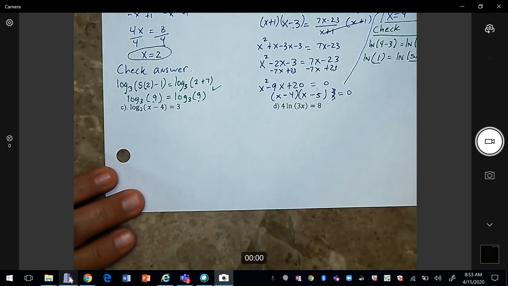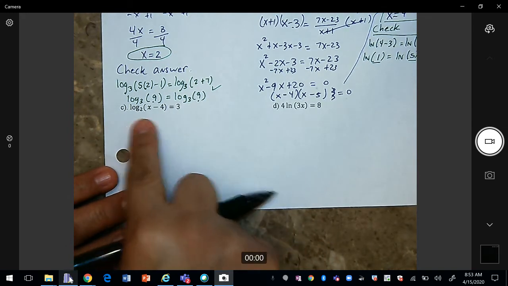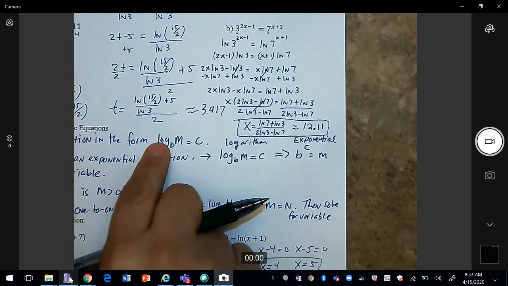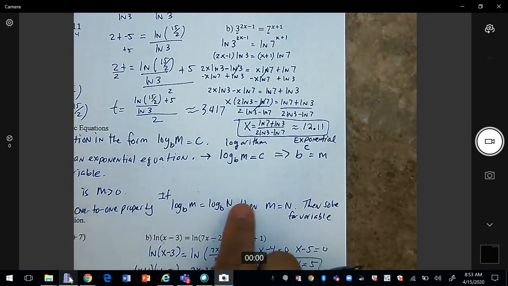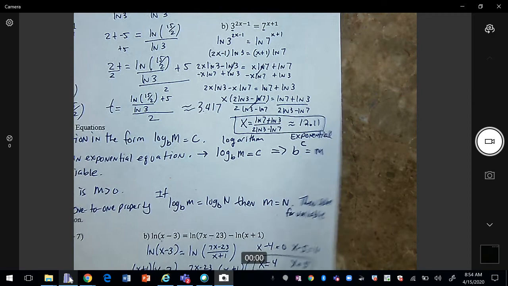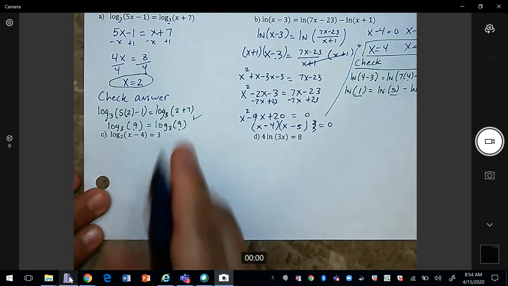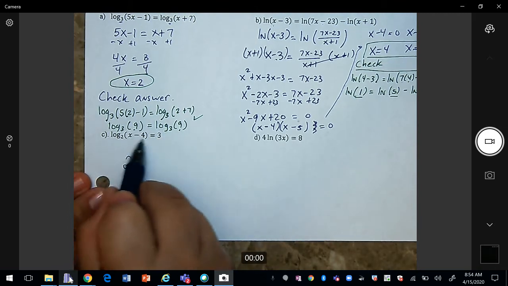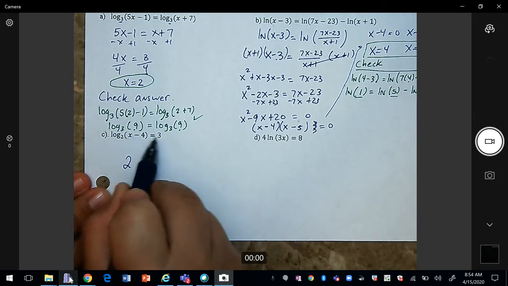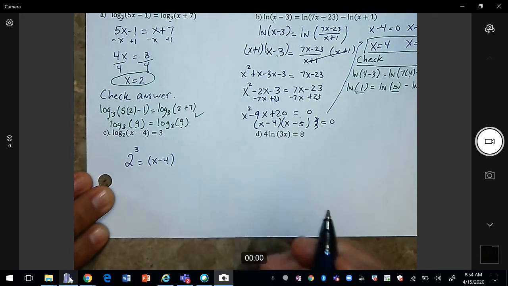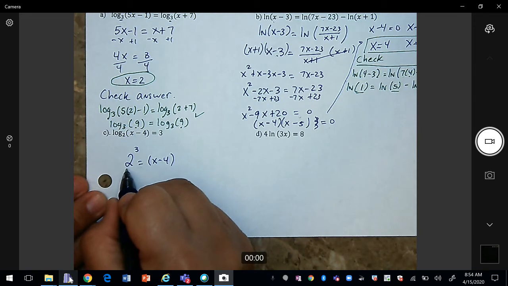Okay, let's try letter D. Notice here I don't have two logs, so I cannot use the one-to-one property. However, this looks exactly like this form, so I'm going to go ahead and change it to exponential. So my base here is 2. The log is always equal to the exponent, so this log is equal to 3. That makes 3 the exponent of x minus 4. 2 cubed is 2 times 2 times 2, which is 8.